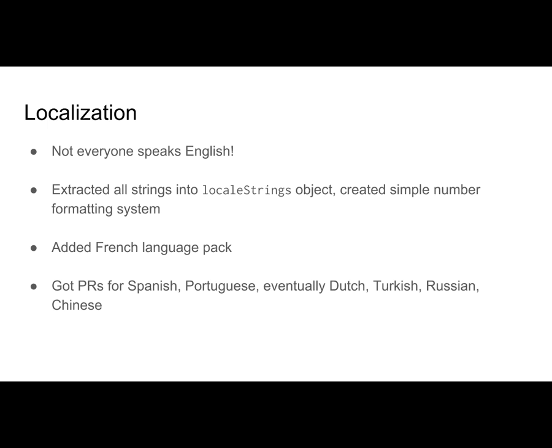So one day I extracted all of the strings where it says totals, all of the names, into locale strings objects, and I created a little number formatting system because people in different countries format numbers differently, so as to make it possible to create these little language packs that you can use to use PivotTable.js in any language. So I created a French language pack, just because this is where I live here in Montreal, and fairly quickly I got pull requests for Spanish, Portuguese.